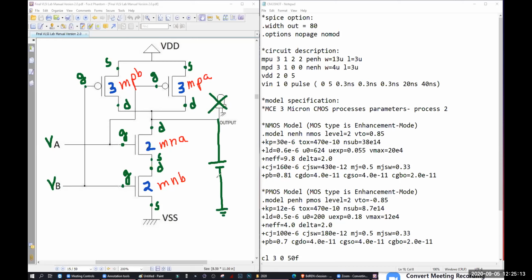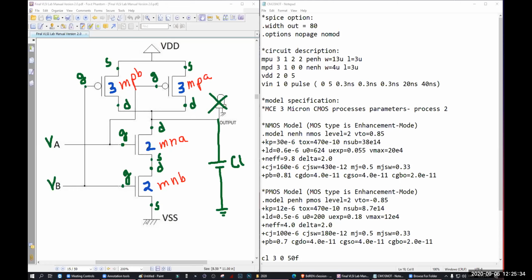Understood? Yes, sir. Now this is CL, the capacitor. Now we need what? After we design, we size, we name. Now we will give some nodes. We'll use some noding, right?